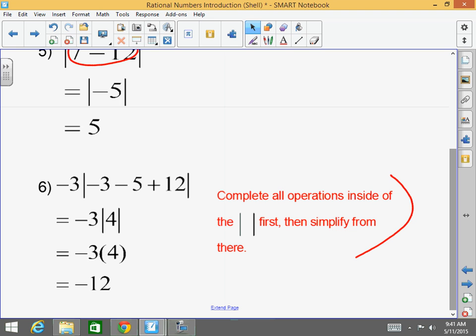Absolute value does not mean you switch signs. No. It is the positive value of whatever number is inside that absolute value. The absolute value of negative 7 is 7. Why? Because negative 7 is 7 units away from 0. Does that make sense, boys? Awesome.